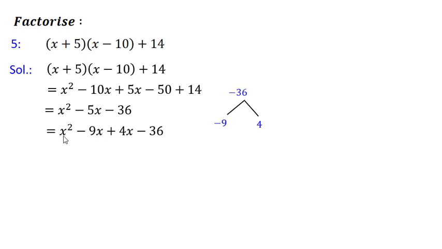Now from these first two terms I can take x common. So after taking x common I have x minus 9. Now here also I should have x minus 9, so I will take 4 common and I get x minus 9. Now I will take x minus 9 common. So I have x minus 9 into x plus 4.